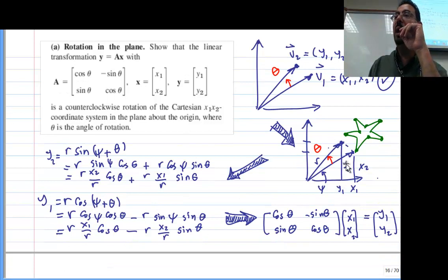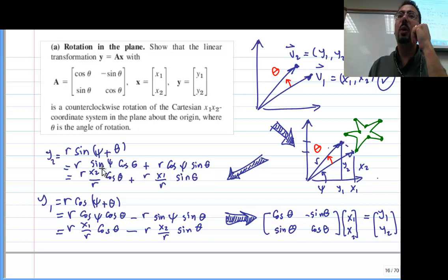Well, you can try to find the geometry. To get y2 and y1, y2 would be r sine of theta plus psi. Psi is the original angle and theta is how much you turned. So r times sine of theta plus psi is y2, and if you remember, sine of a plus b is sine cosine plus cosine sine.